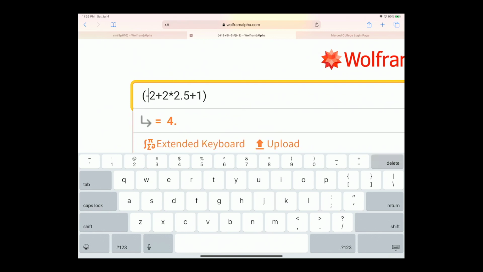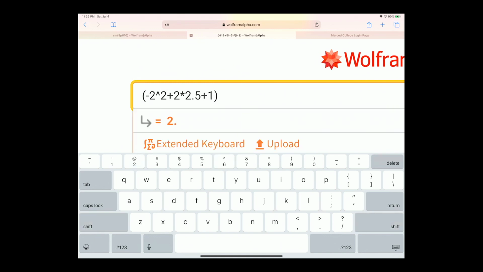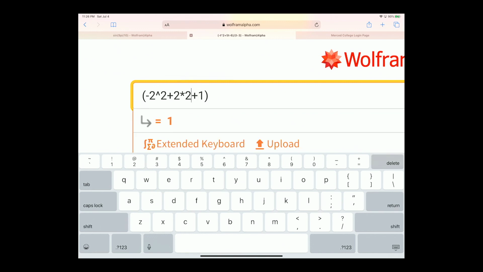Negative 2 to the 2 minus 2 times 2 plus 1, and that's 4. I said that's 4, but that's not. So the final result there is 1. So we got a 1.